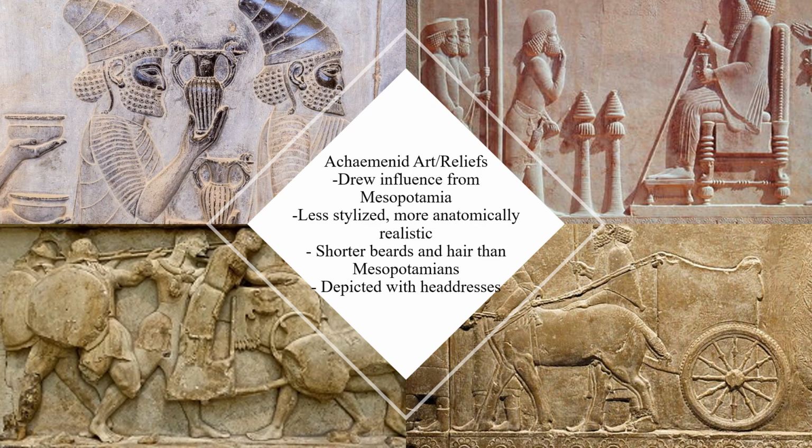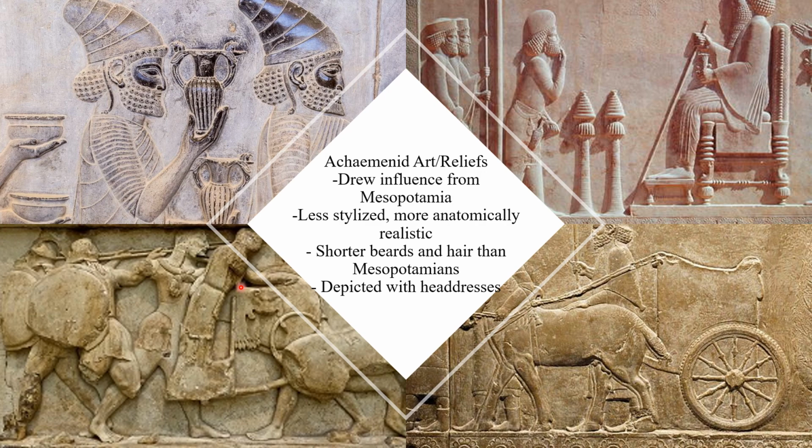Here we'll take a look at some of the Achaemenid art and reliefs. As you can see, the Achaemenid reliefs have significant artistic influence from Mesopotamia, but they are a little bit less stylized and a bit more anatomically realistic. The Achaemenids also display most of their everyday people, at least everyday males, with shorter beards and shorter hair than the Babylonians did. Apparently, the Achaemenids reserved longer hair and beards for their kings.